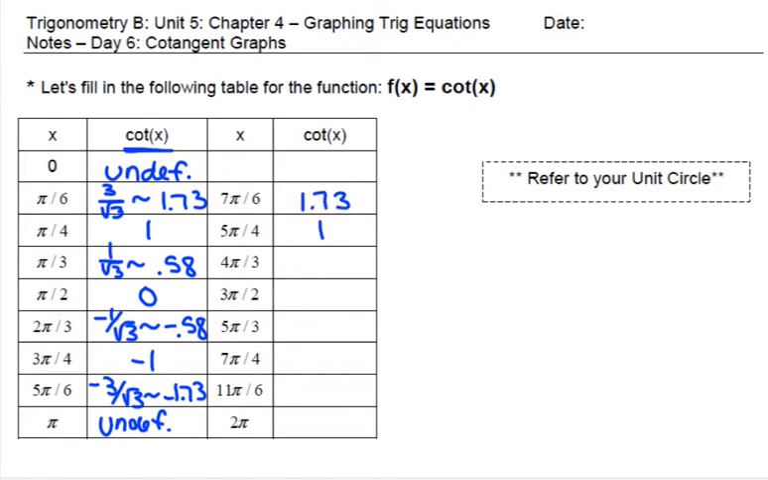5 pi over 4, cotangent is 1. 4 pi over 3, it's about 0.58. At 3 pi over 2, tangent is undefined, so cotangent is 0. At 5 pi over 3, we're at negative 0.58. At 7 pi over 4, we're at negative 1. 11 pi over 6, negative 1.73. And at 2 pi, tangent is 0, and therefore cotangent is undefined.